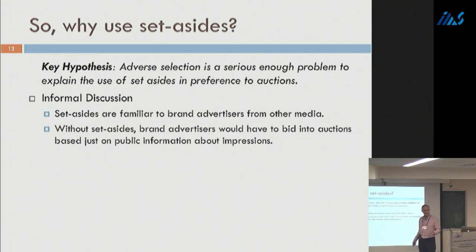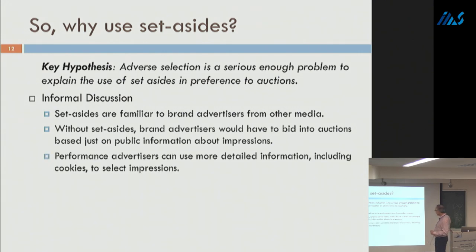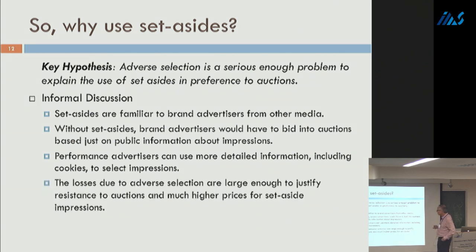These days, however, the idea of bidding for ads on the internet is pretty well known, and the advertisers are mostly using ad agencies anyway, which have lots of experience bidding into auctions. It hardly seems likely that this is the explanation. Performance advertisers can use more detailed information, including cookies, to select impressions. And whatever the losses are due to adverse selection, I hypothesize, are large enough to justify resistance to auctions and much higher prices for set-aside impressions. Actually, the other fact that I haven't told you is that the prices that the brand advertisers pay for these impressions are much higher than average auction prices, and they do it anyway.